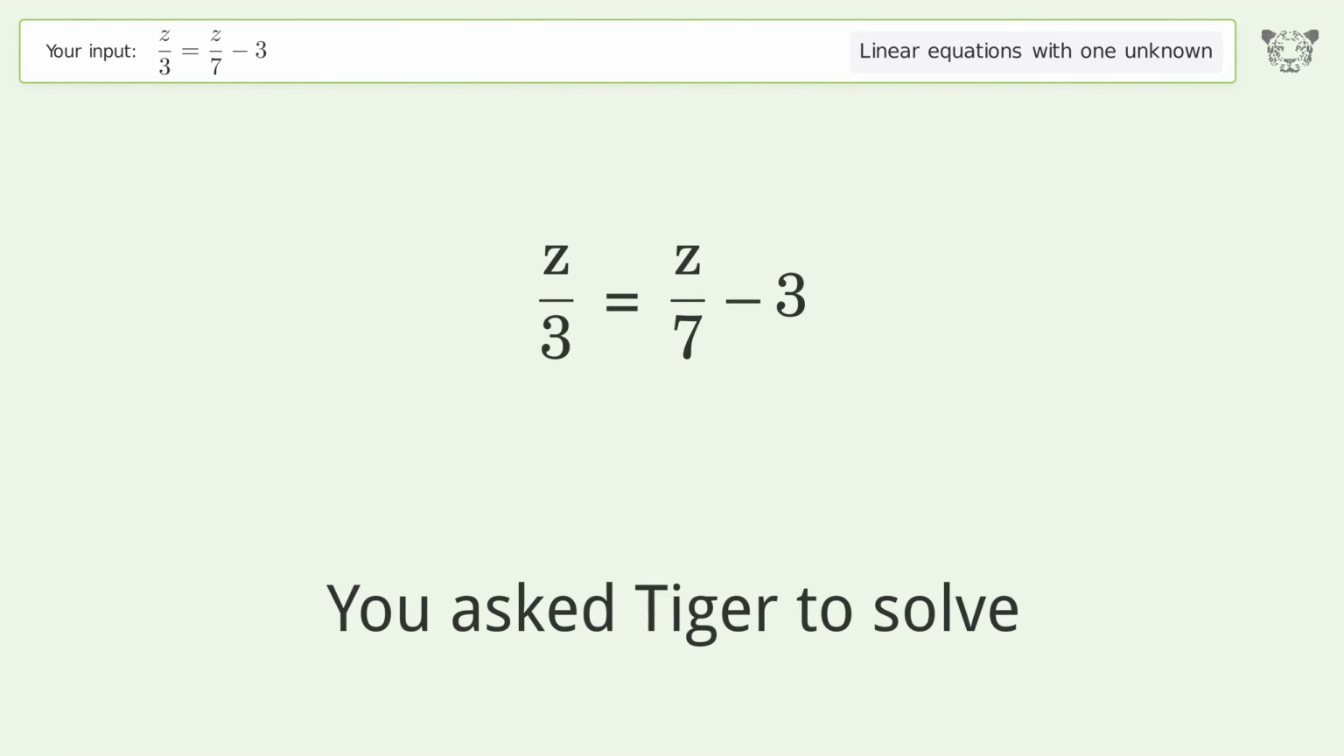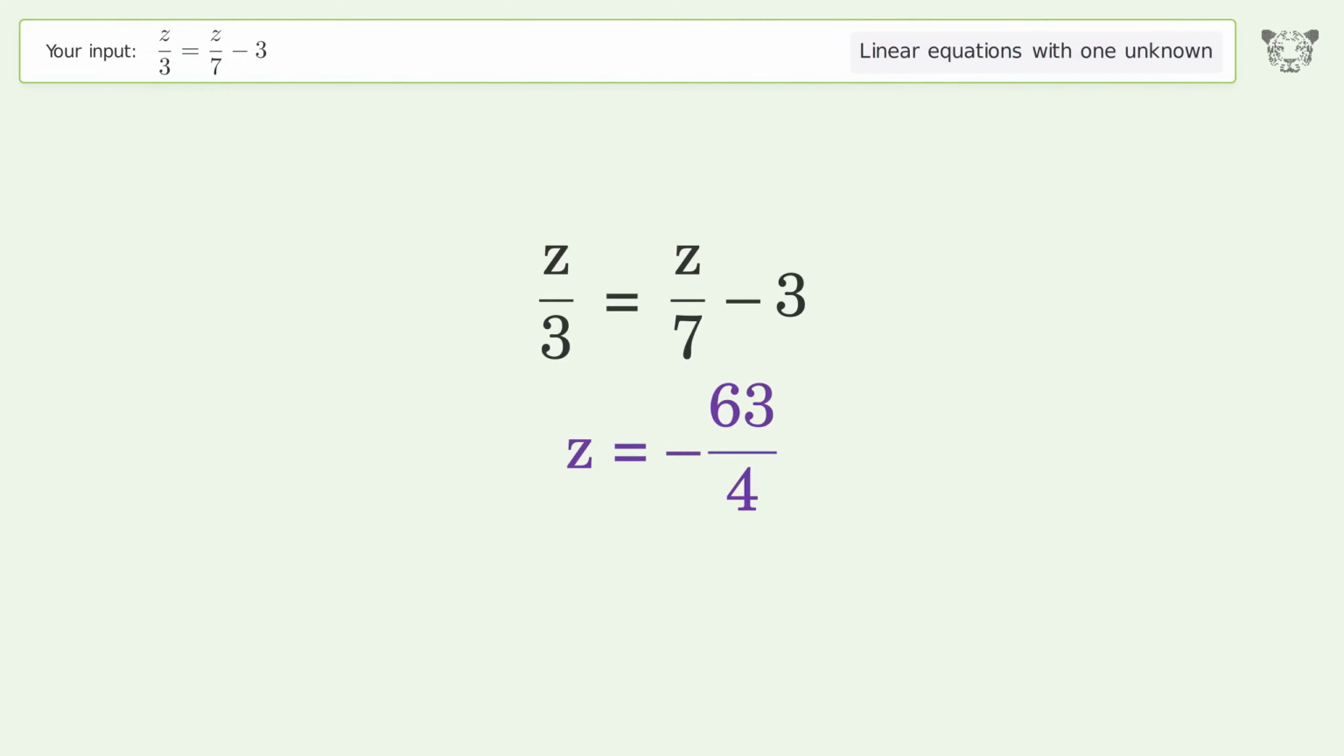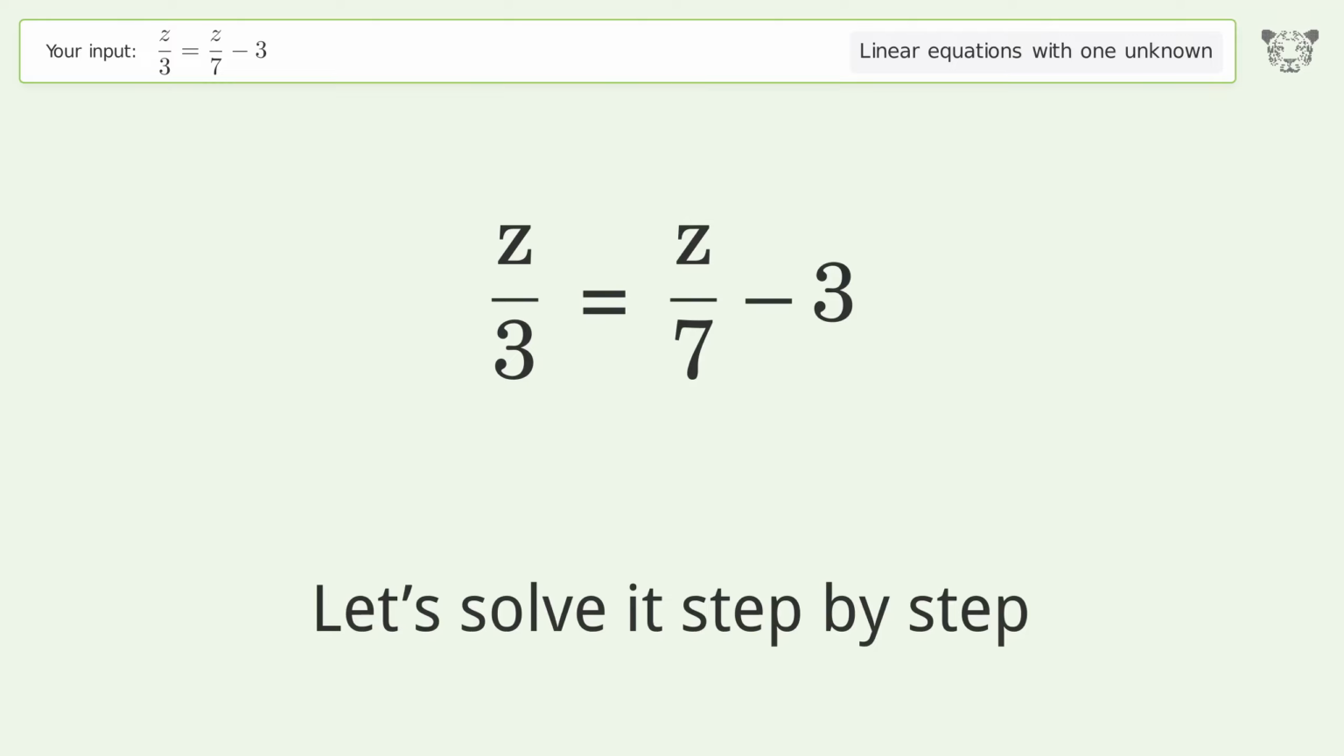You ask Tiger to solve this. It deals with linear equations with one unknown. The final result is z equals -63/4. Let's solve it step by step.